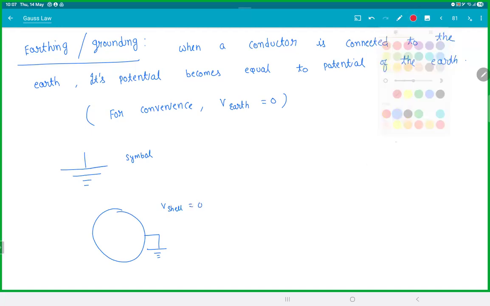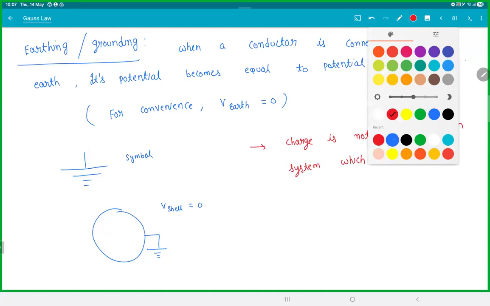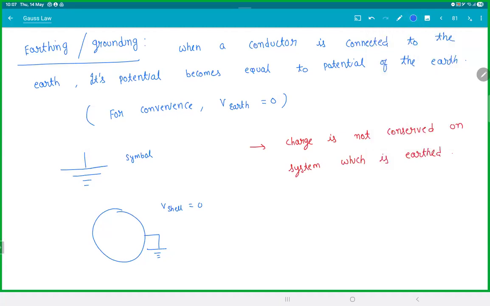One important thing, because you're grounding, charge is not conserved because charge can go into the earth or come from the earth. So you gain the information that potential is zero, but you lose the information that charge is conserved. Clear? That's it. That's about grounding. So if you ground something, potential becomes zero.